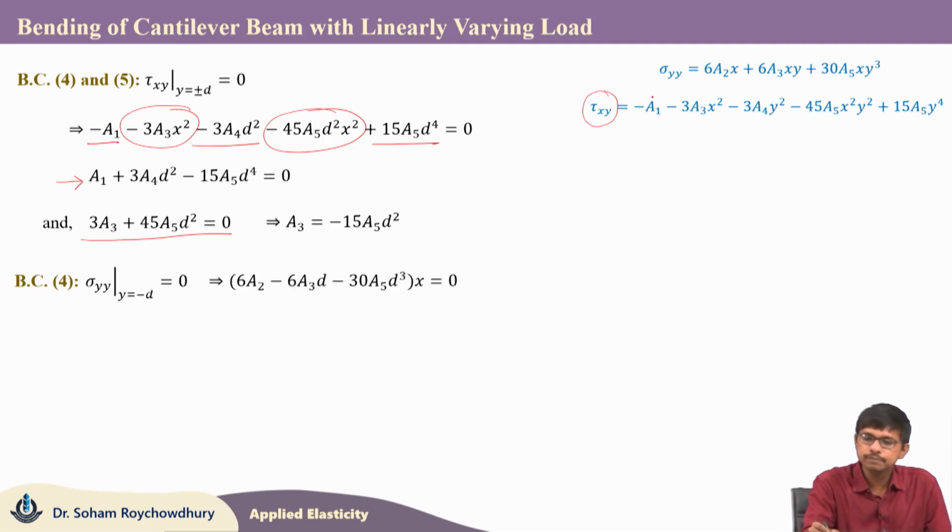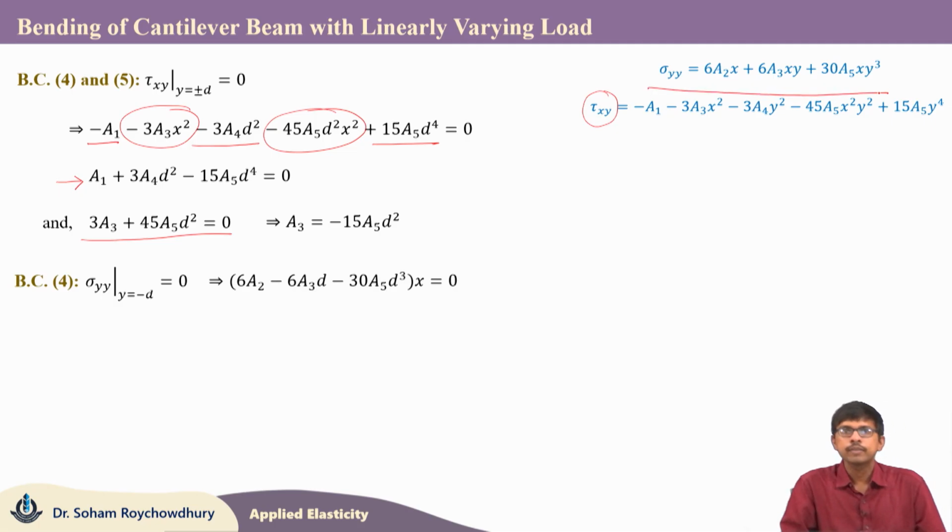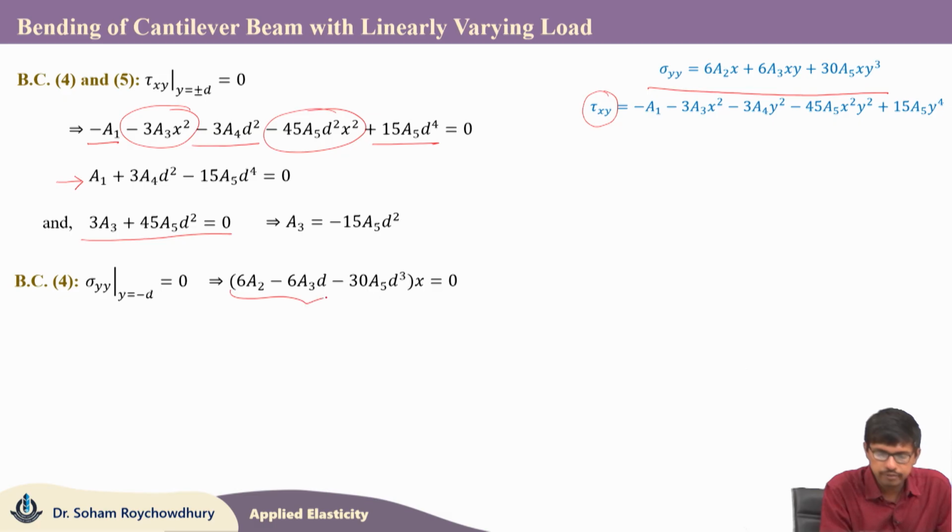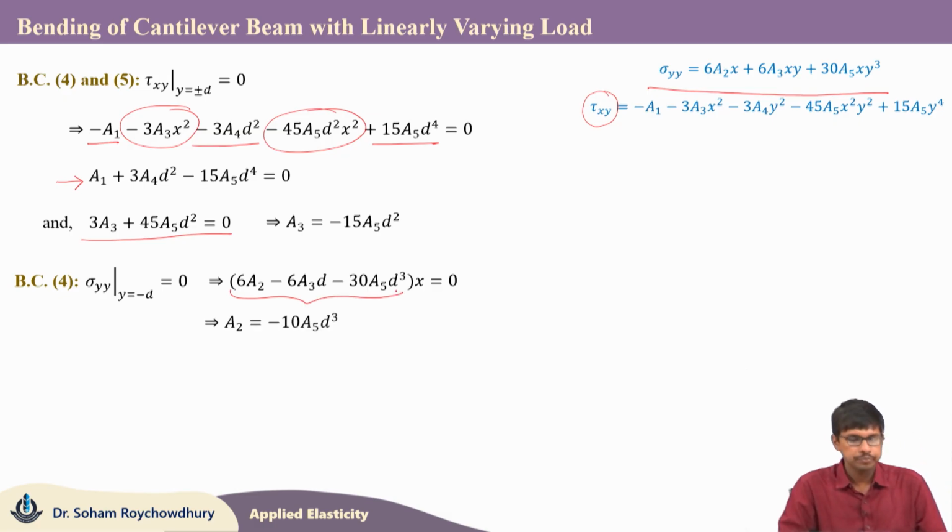Putting the expression of sigma yy with y equals minus d, we get this equation: the entire term 6 a2 minus 6 a3 d minus 30 a5 d cube, multiplied with x, equals 0. This can be satisfied for all values of x if the coefficient of x equals 0. Now, we know a3 and a5 are already related. So, this a3 and a5 relation is substituted, and a2 is written in terms of a5 as minus 10 a5 d cube equals a2.